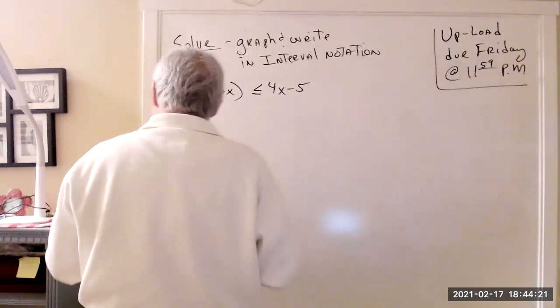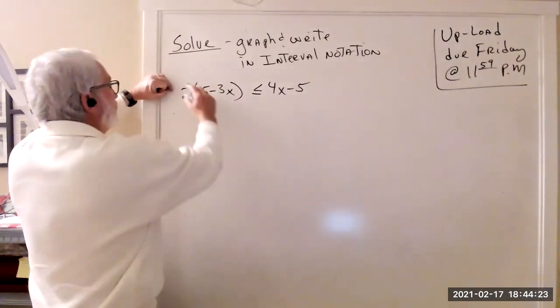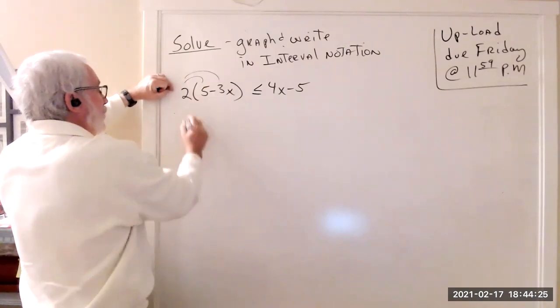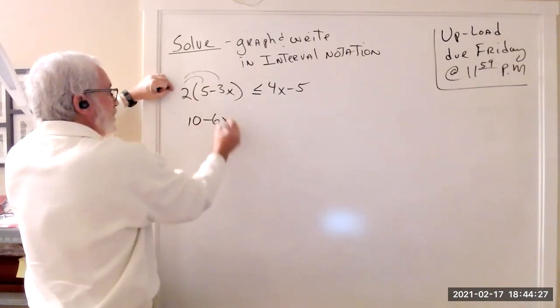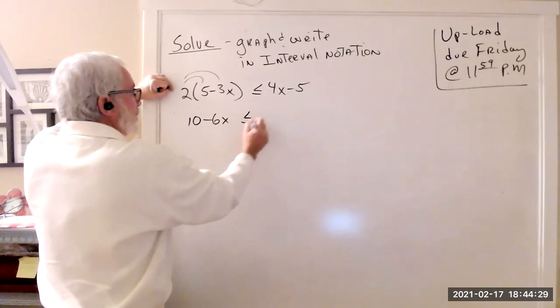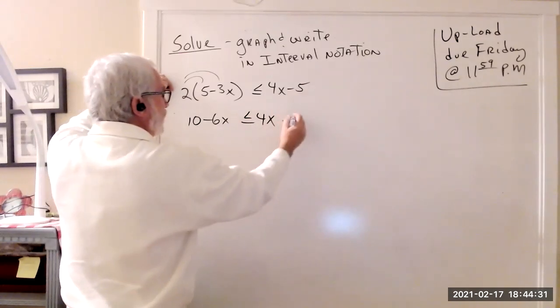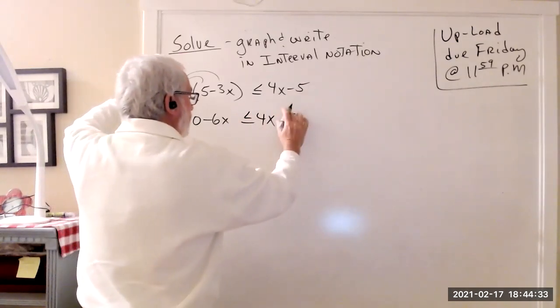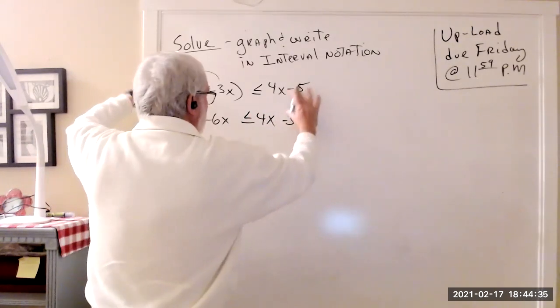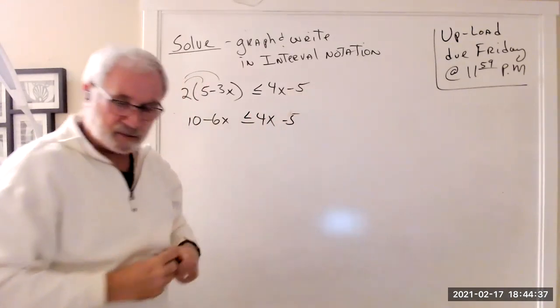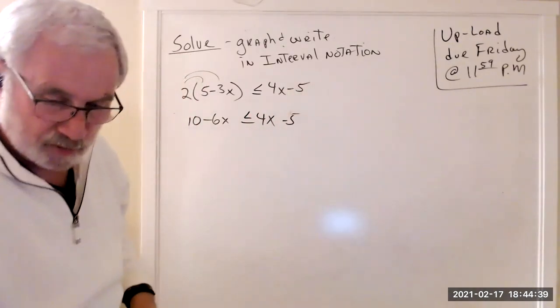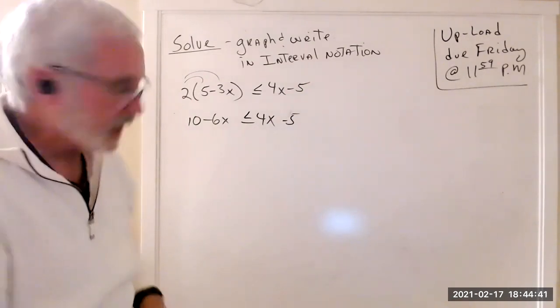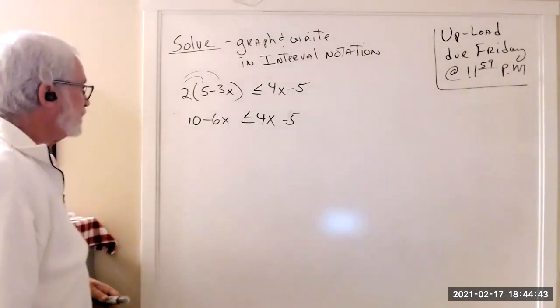Okay, so here we go. Back to here. First step, distribute. So we have 10 minus 6x less than or equal to 4x minus 5. Okay. There's no fractions, there's no decimals. So we want to get our x's on one side, our numbers on the other.